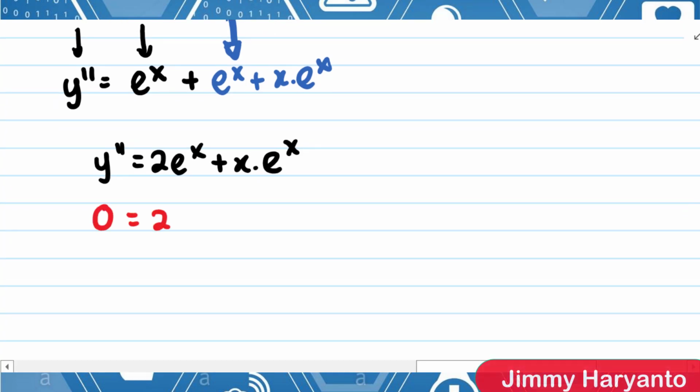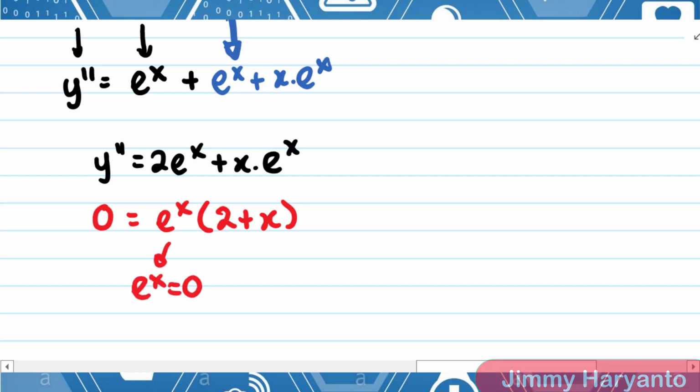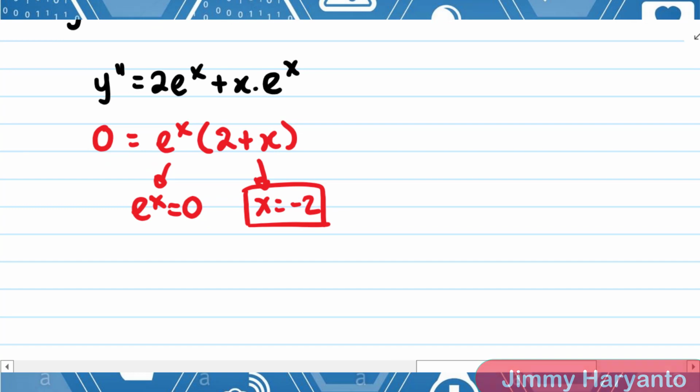0 equals, I will factorize the e to the power of x. So I will have e to the power of x times x plus 2 equals 0. And for this one, x equals negative 2. I don't think we can do it for the first one because e to the power of something will become a number, not 0. So this one is not possible.